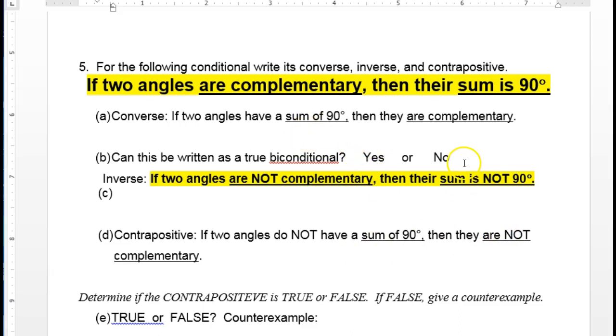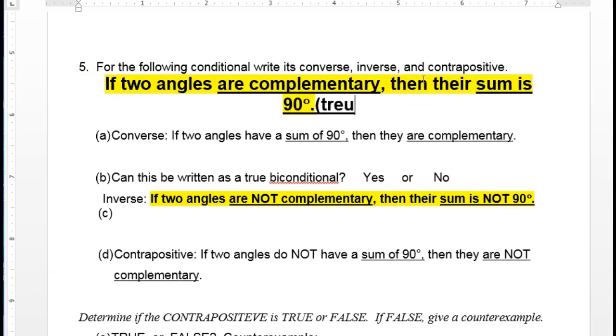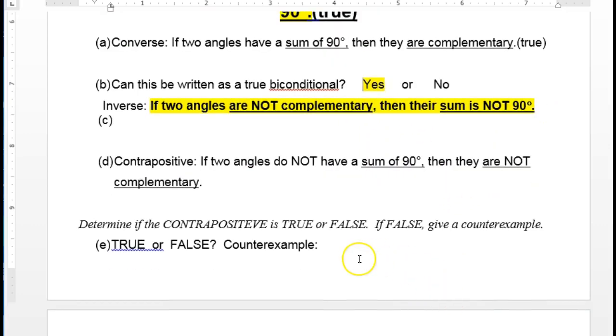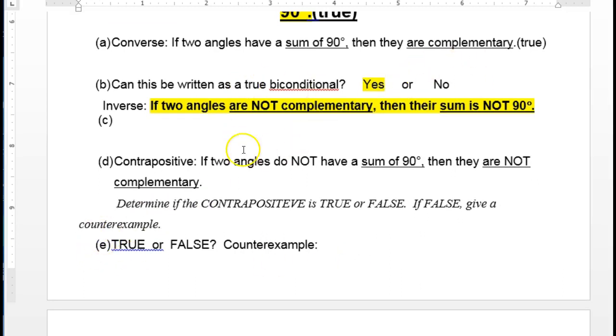Can this be written as a true biconditional? Well, let's look at the original. If 2 angles are complementary, then their sum is 90. True. That is what complementary means. And if 2 angles have a sum of 90, then they are complementary. True. That is what complementary means. So this is a yes. If both of these are true, then that's a yes. You circle yes on your test. And then it asks, determine if the contrapositive is also true. Well, if 2 angles do not have a sum of 90, then they are not complementary. That's true.